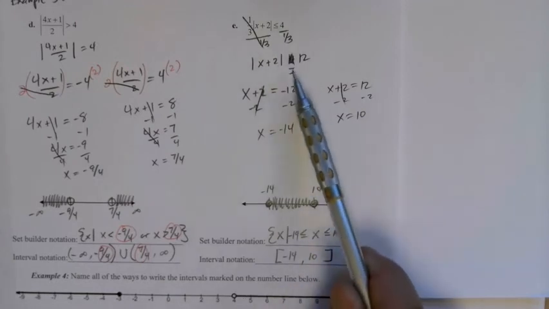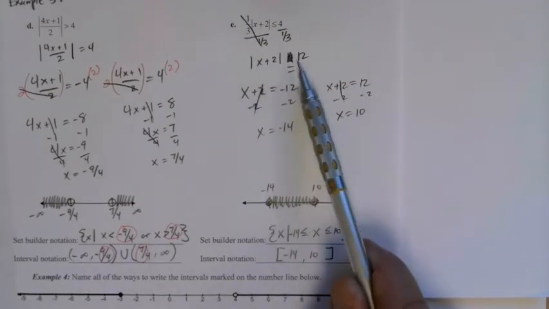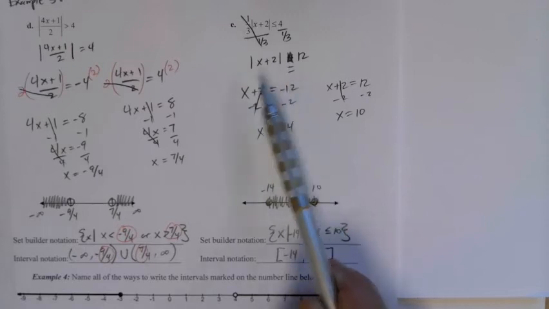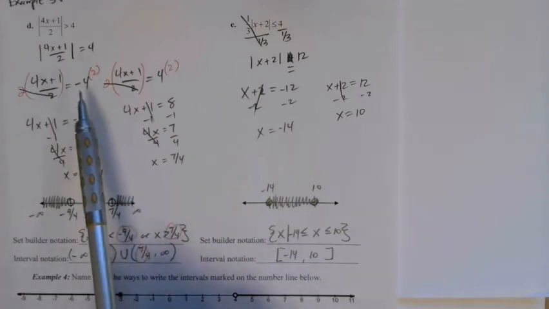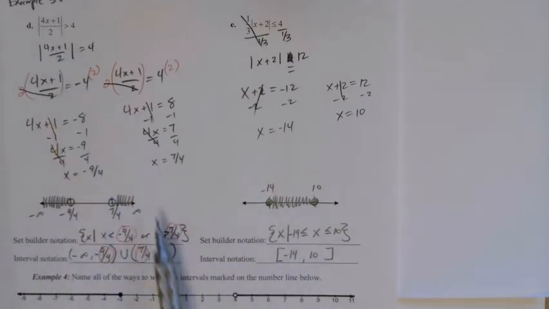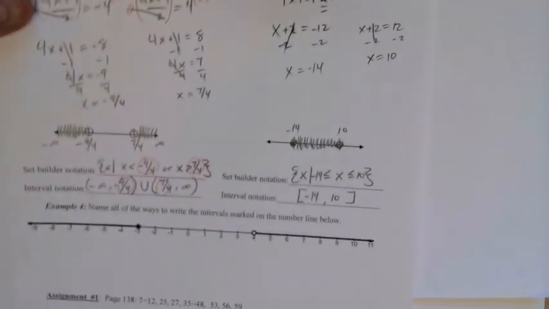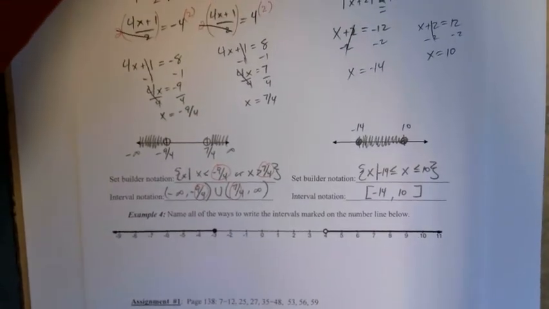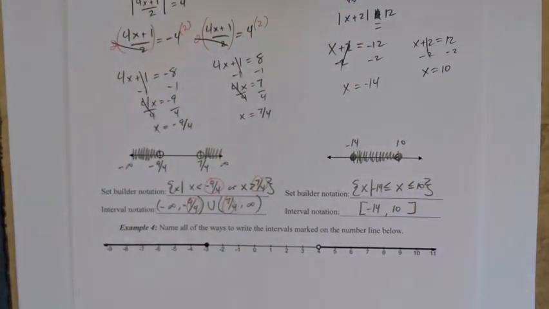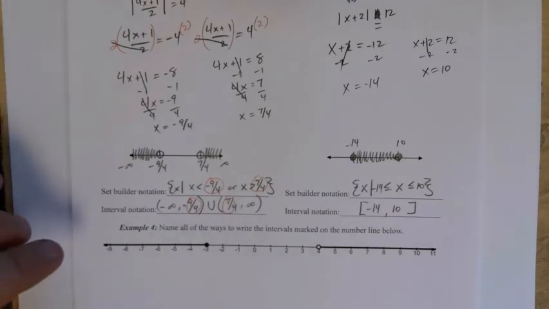Whenever you have a less than, once you've isolated it, wait till you've isolated it to make the judgment. Once you have a less than, you know that this is what your solution is going to look like. Once you have a greater than, and again, wait till you isolate it, you know your solutions are going to look like this. Last thing is just a little bit of instruction on the intervals. Here is a graph. Name all the ways to write the intervals marked on the number line below.